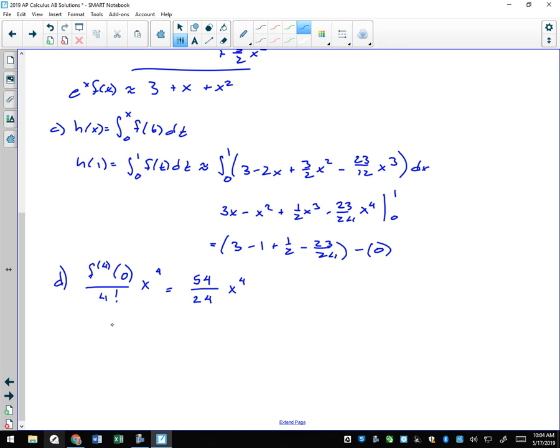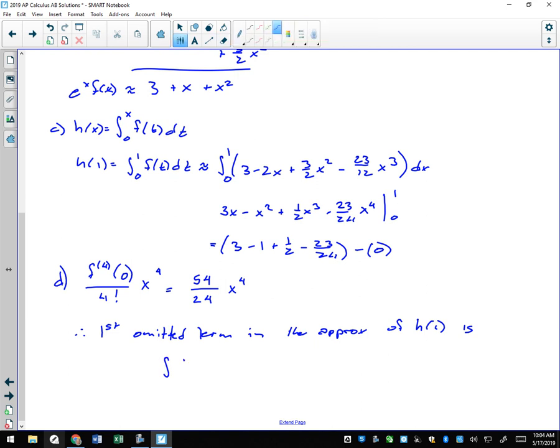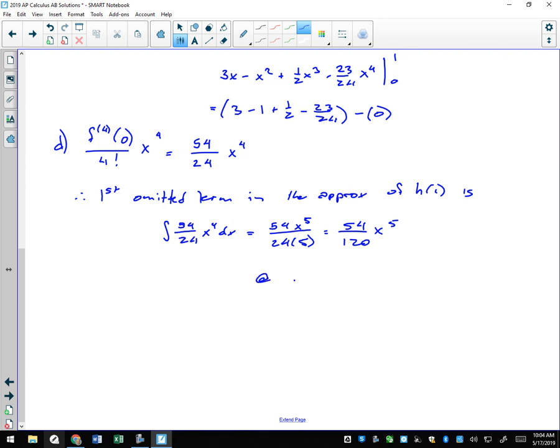And so my very first omitted term in the approximation of h of 1 is from the antiderivative of that, which would be 54x to the 5th over 24 times 5, and 24 times 5 is 120. And then at 1, that would give me 54 over 120, and we're trying to show that that is at most 0.45.